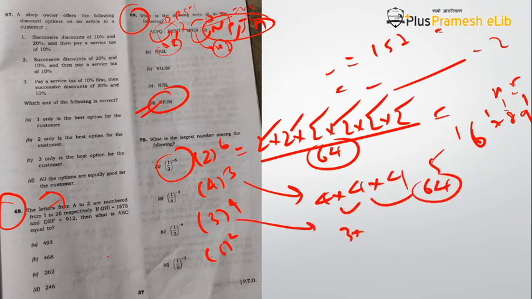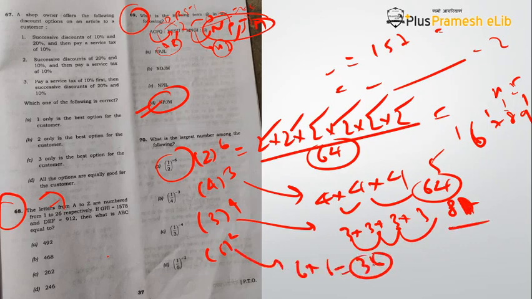What will be this? 3 into 3 into 3 into 3, 4 times. So this will be 3 3s are 9. 9 3s are 27. 27 3s are 81. And what will be this? This will be 6 into 6, which will be 36. So now out of all these quantities, which is the biggest? 81. So what will be the answer? C. Okay. Then you come to question number 71.